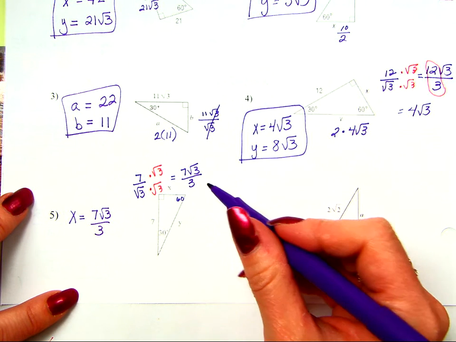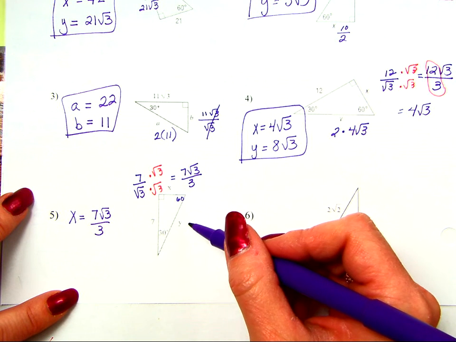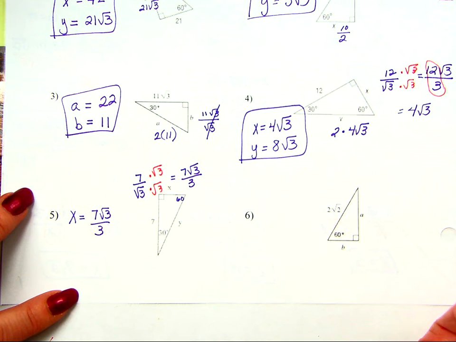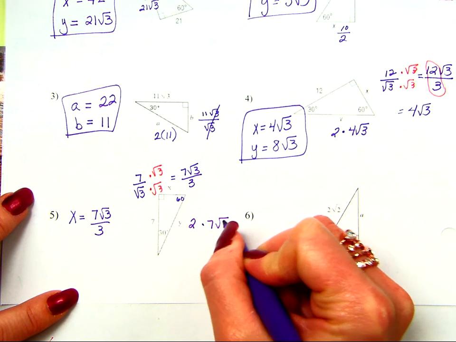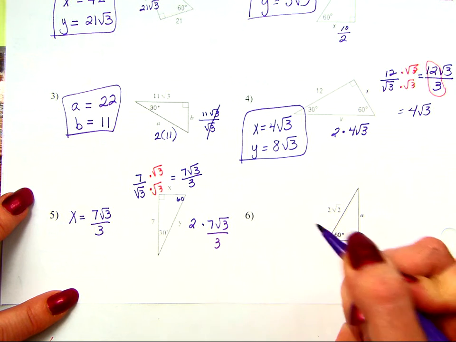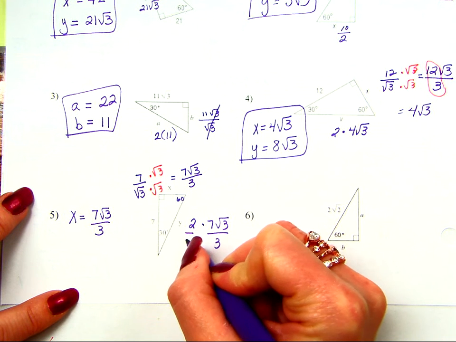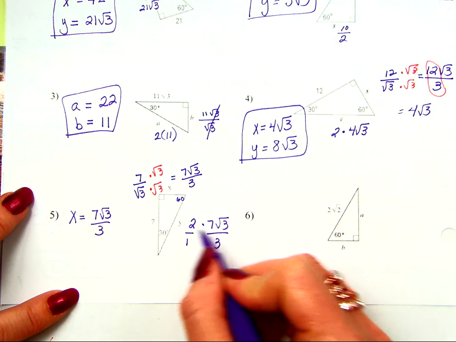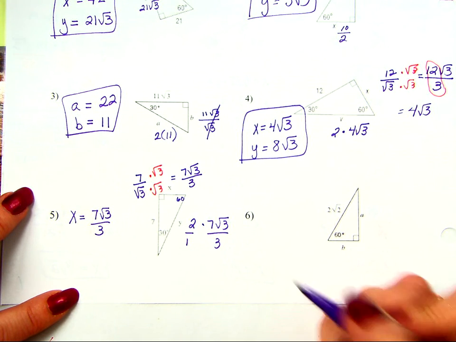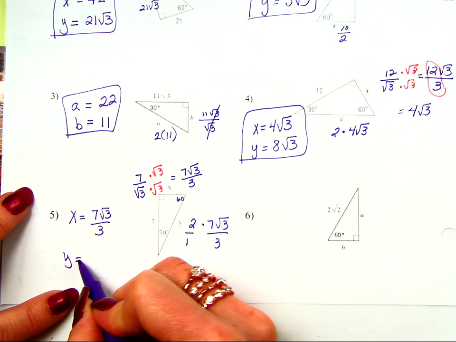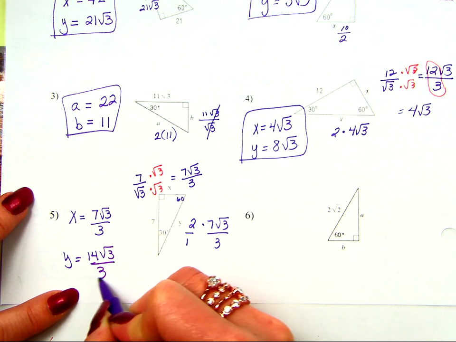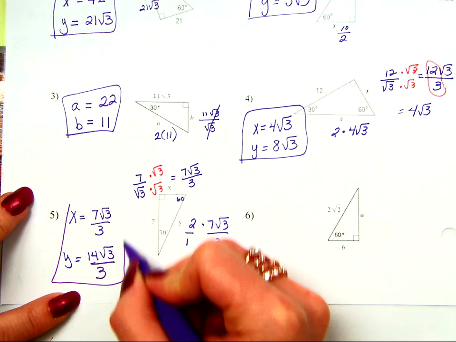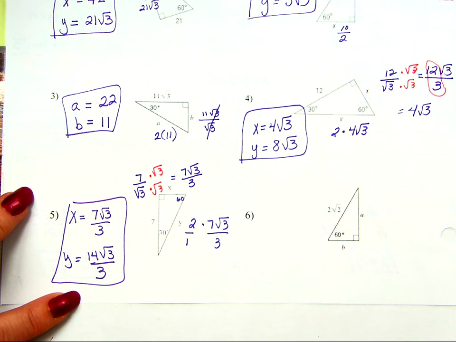Now my hypotenuse is double. Can I multiply that by 2? Yes, we can. Multiplying it by 2, well, if you remember multiplying fractions, 2 is just 2 over 1. And I'm going to multiply straight across. And so my value for y would end up being 14 root 3 all over 3. Final answer.